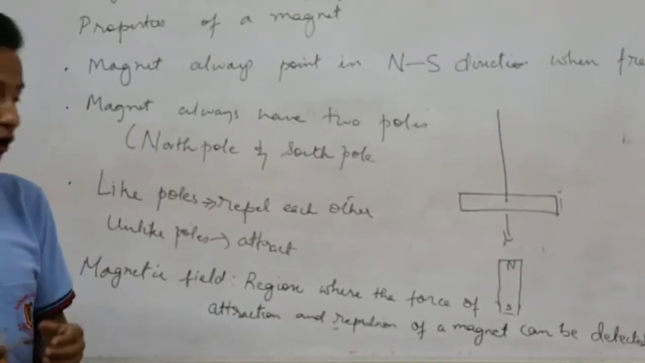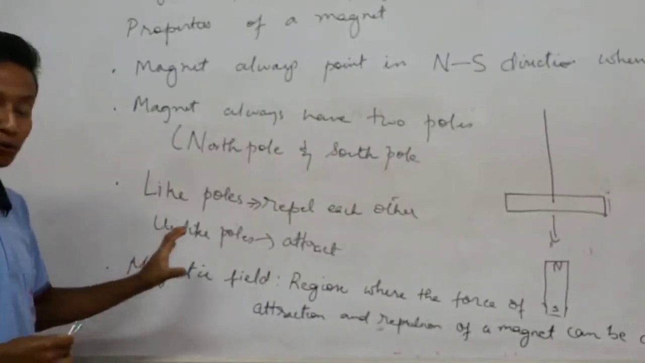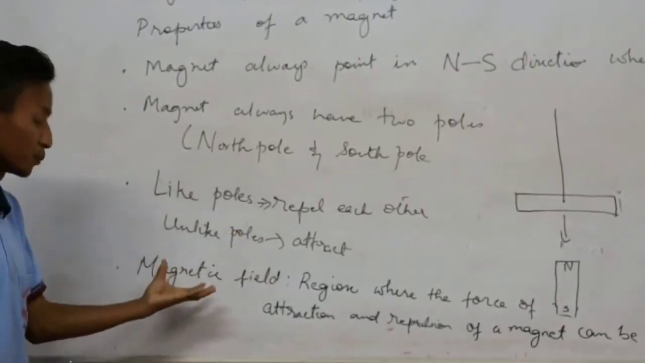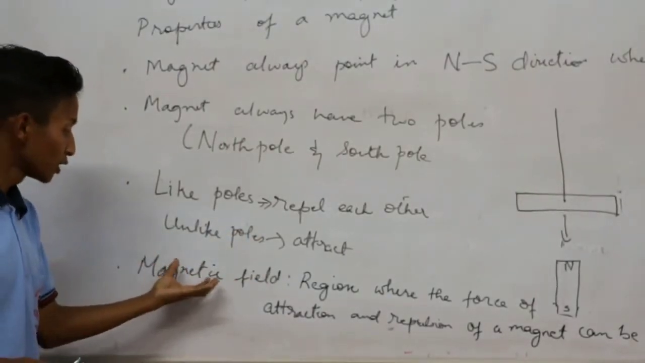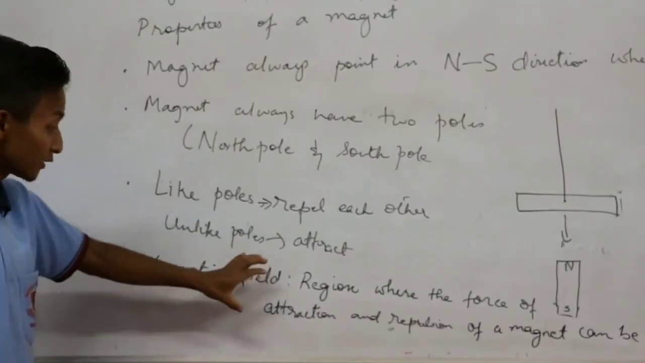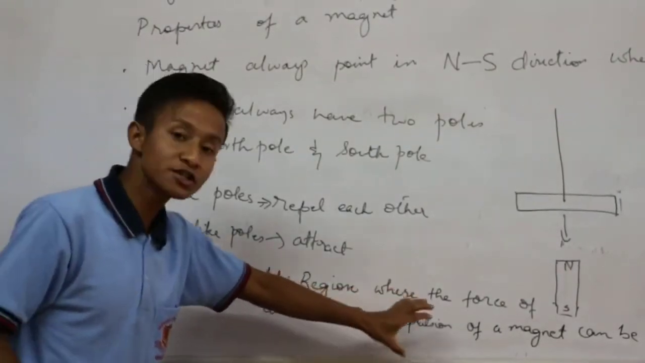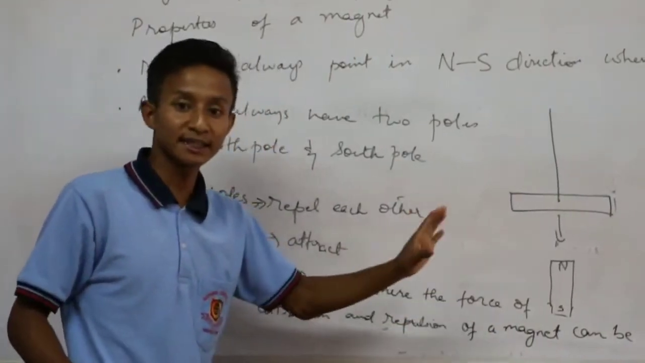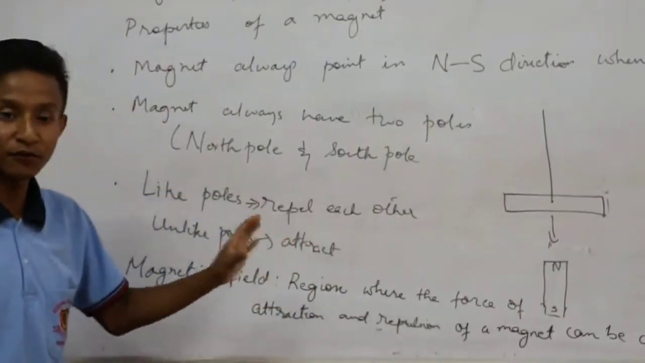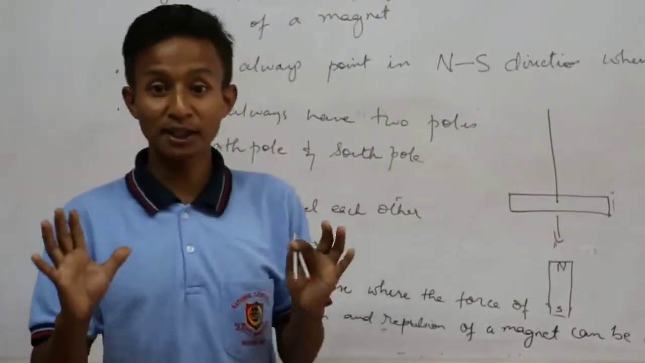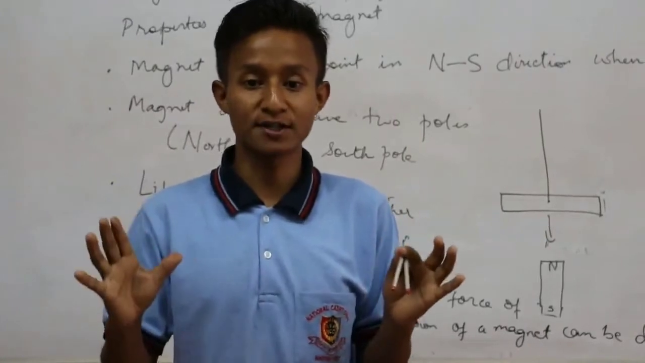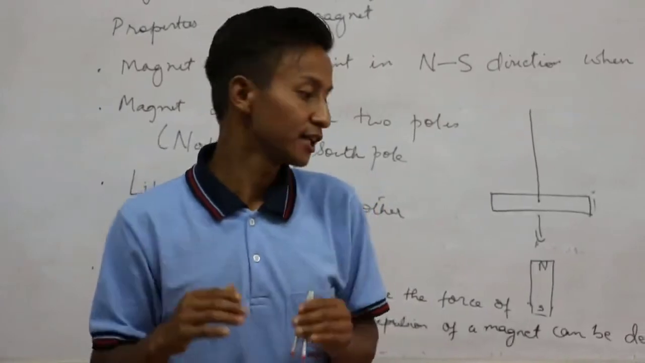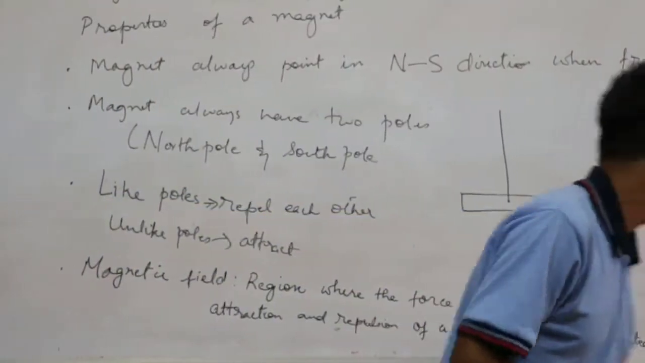So the last property of a magnet. Every magnet will possess this property, and that is magnetic field. How will you define a magnetic field? A magnetic field is the region where the force of attraction and repulsion of a magnet can be detected, and that region is called a magnetic field. So a magnetic field cannot be visualized. It can be detected with the help of some activity. So let me discuss one activity.